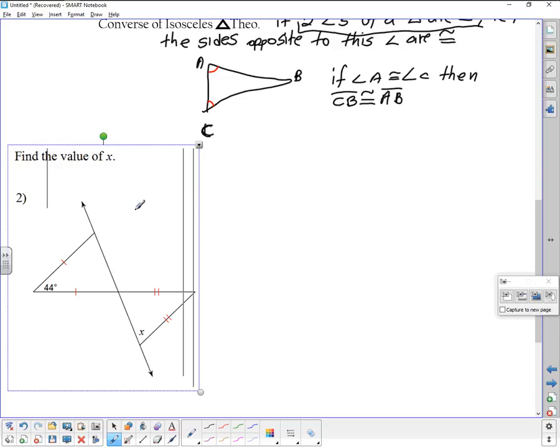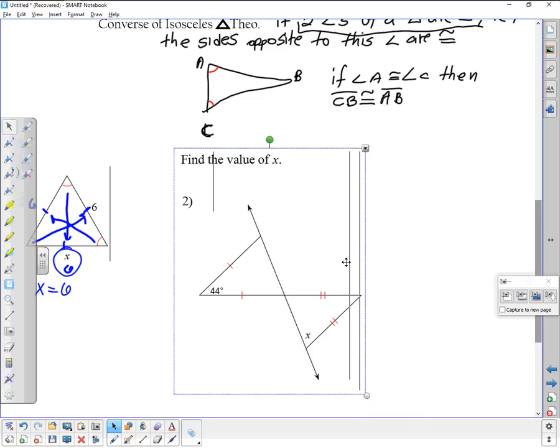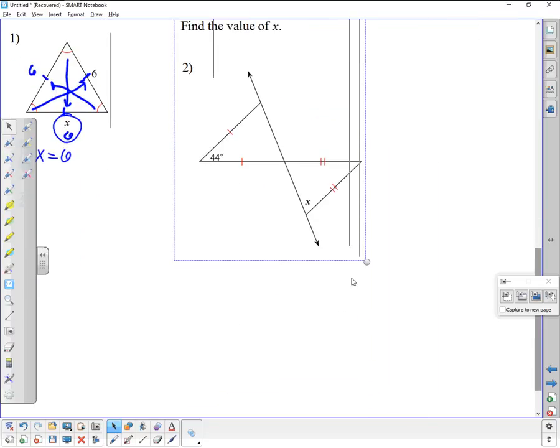So problem number 2 is the following. They give me this drawing. And what I'm going to do is focus on only this triangle, and here's what I'm going to do.